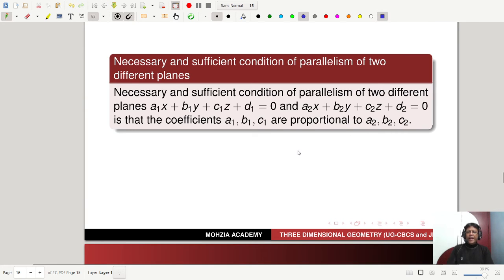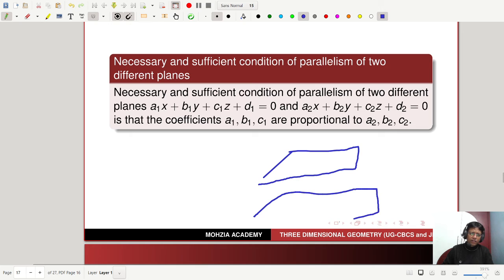Next is, what is the necessary and sufficient condition of parallelism of two different planes? If we consider two planes, a1x plus b1y plus c1z plus d1 equal to 0, and a2x plus b2y plus c2z plus d2 equal to 0, then this will represent the parallel planes. Suppose this is one of the planes and this is another plane. If these two planes are parallel, that means their normal vectors are parallel. This is the normal vector n1 for the first plane, this is the normal vector n2 for the second plane.